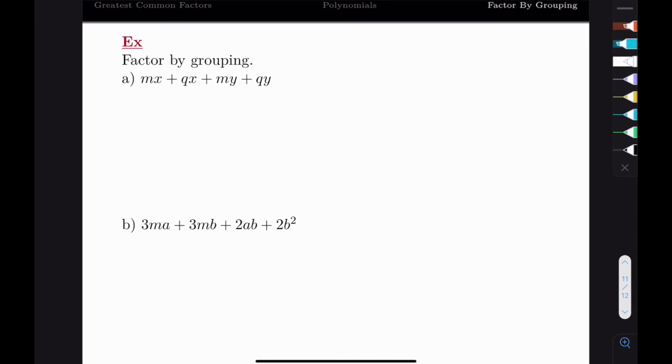So for our first example, let's try mx plus qx plus my plus qy. So looking at all of these, I don't have a single variable that's in common to both of them. However, if I look at my first 2 terms, they both have an x in common. If I look at my second 2 terms, they both have a y in common. So what we're going to do is group the first 2 terms together and the second 2 terms together. Right?